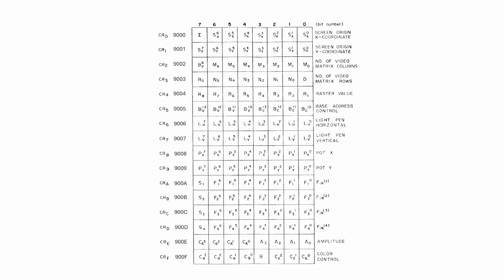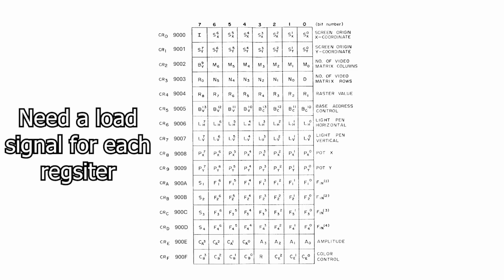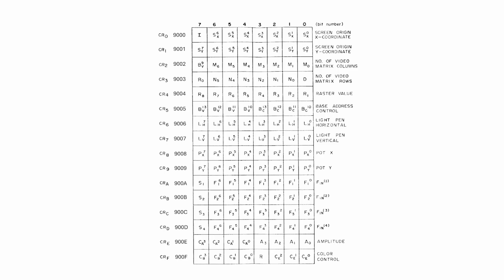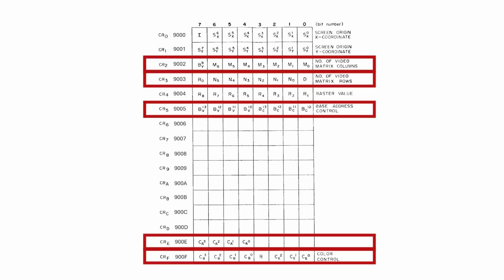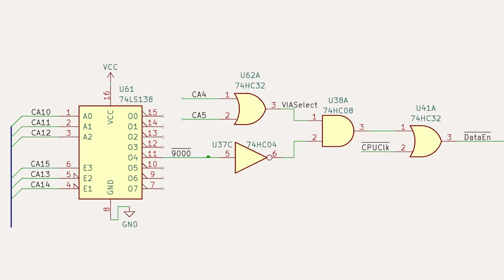What I do want now is a separate load signal for each potential register from 9000 hex to 900F hex, which is 16 independent signals, although for now I'll only be using 5 of them. In the last video, for controlling the data transfer buffer, we decoded the 9000 bar signal, and we also generated a signal to check to see if the VIAs are being accessed, which I call via select. The good news is that I can reuse these signals to decode the 16 register load signals I'm after.